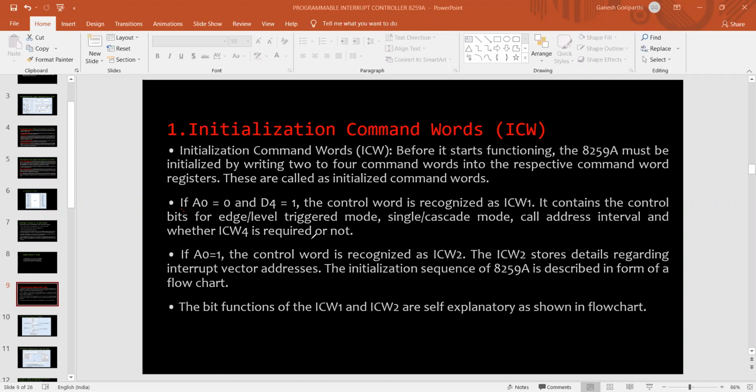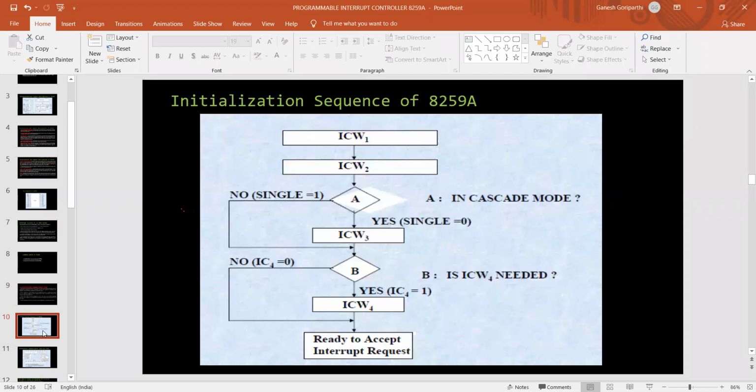But before that, I'll explain in what case we are restricting ourselves to two initialization command words, and in what case we are extending our initialization command words to 4. That I will try to explain before, and I'll get back to this discussion later. Just give me a minute. I'll give you the flow chart. See, this is the flow chart that tells you where you have to restrict yourself.